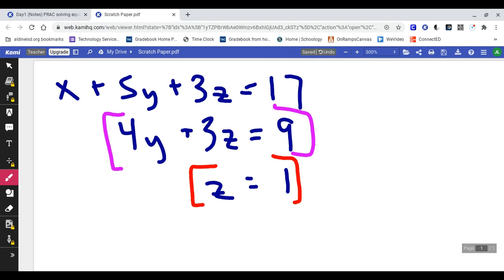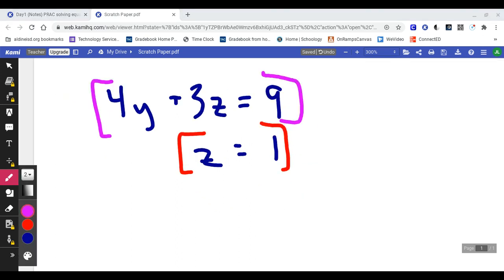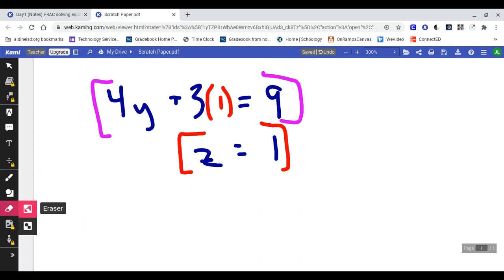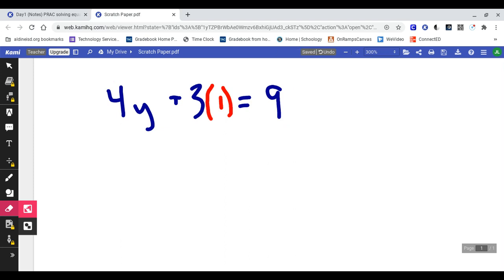So what I'm going to do is take the answer from the red equation and plug it in to the purple. So since my red equation tells me that z equals 1, I'm going to take that z in the purple row, replace it with a 1, and then solve this to get my y.